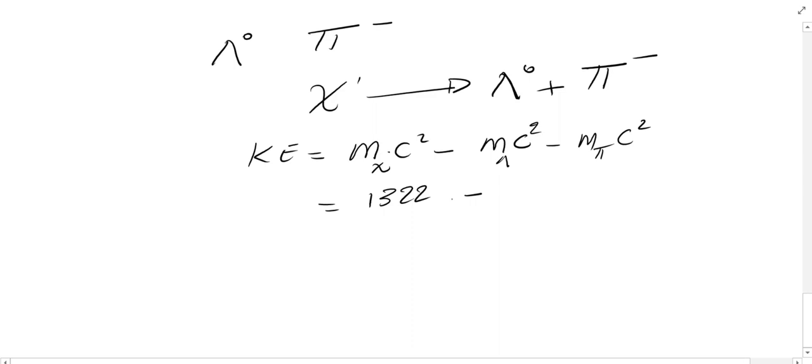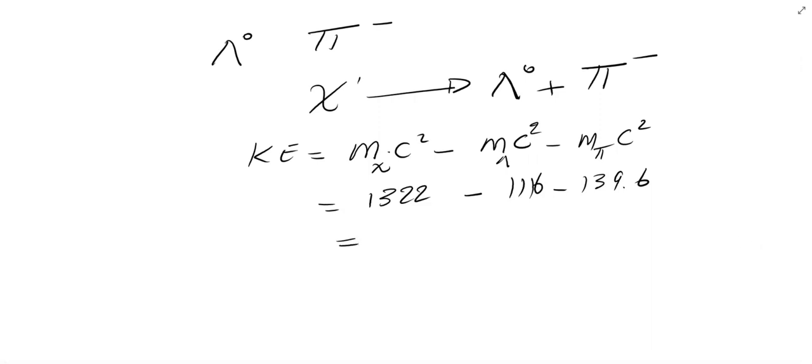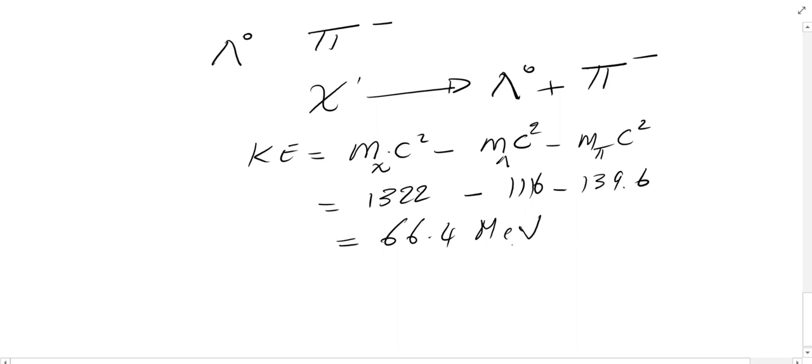The mass of the lambda particle is 1116 MeV. And the mass of the pi, which is the pi negative, 139.6. So this is going to be the energy in mega electron volt: 1322 minus 1116 minus 139.6. So the total kinetic energy should be 66.4 mega electron volt. So that is the kinetic energy.